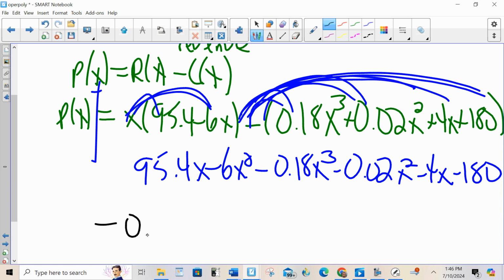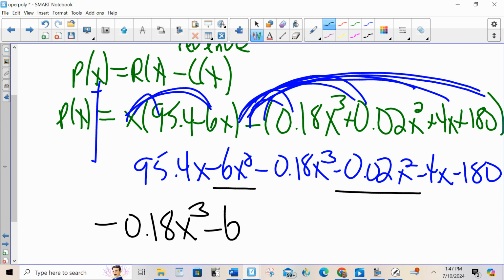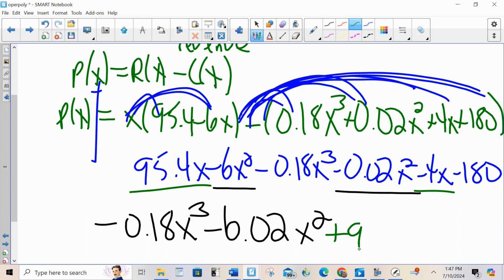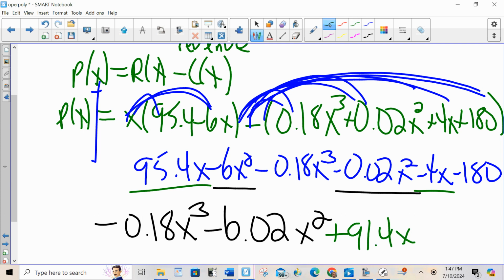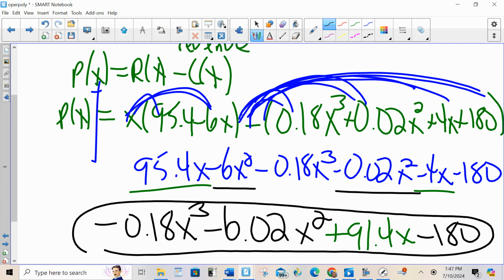Negative 0.18x cubed. I've got negative 0.02x squared, negative 6x squared. That's negative 6.02x squared. Got a couple of x's here, negative 4x, 95.4x. Use a calculator if you need to. That's 91.4x. And then I've got this minus 180. And that's your answer. So this is a twist that's been coming up more and more recently.